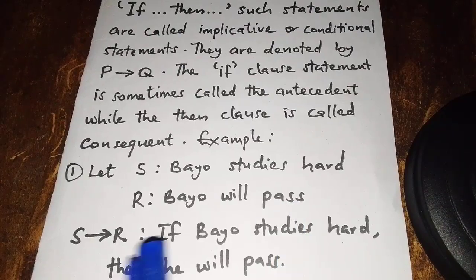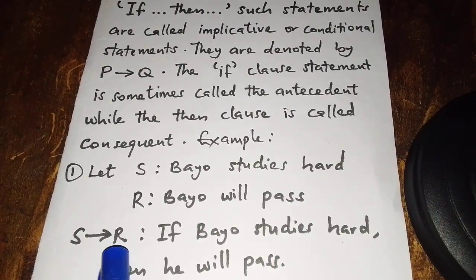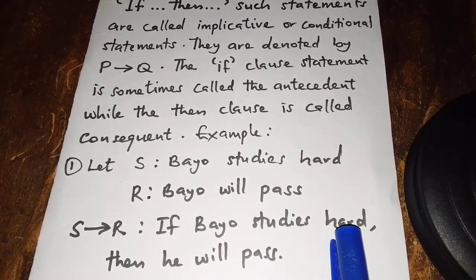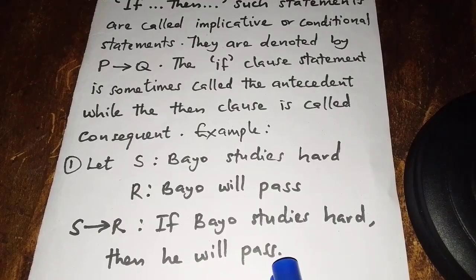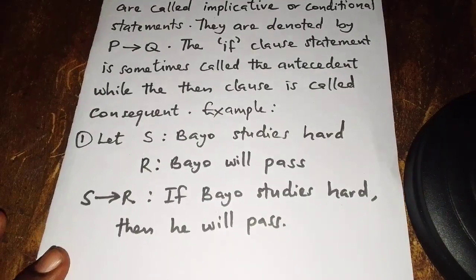Example: let S be Bayo studies hard and R be Bayo will pass. So if we want to say S implies R, it means that if Bayo studies hard, then he will pass. So this means that the statement S implies R. If Bayo studies hard, then he will pass.